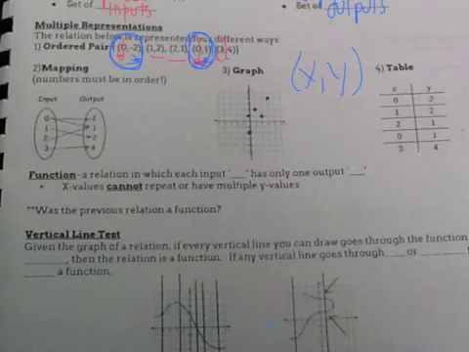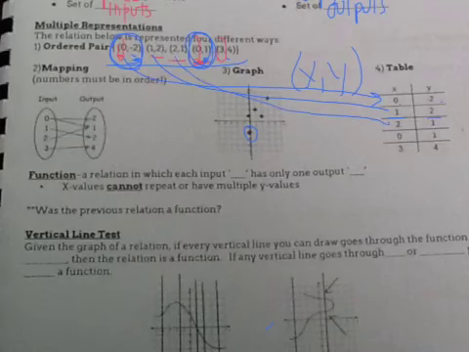So we would go over 0, down -2. That's that point. A table takes all these points and just writes them in your ordered pair form. So we'd have 0, -2 becomes this entry in our table, 0, -2, 1, 2, 2, 1, etc.